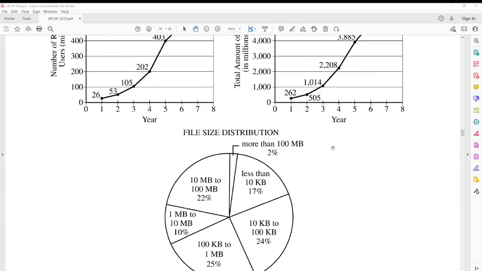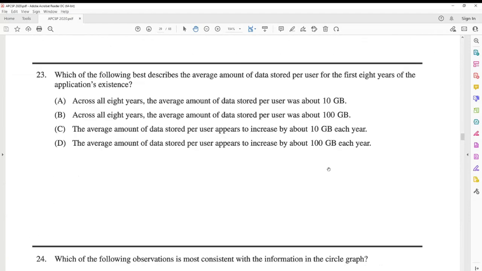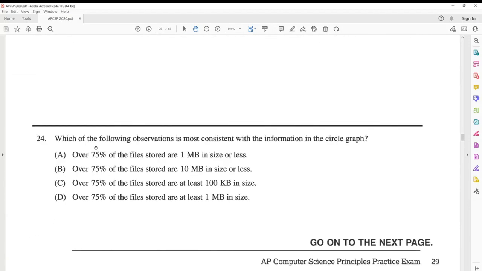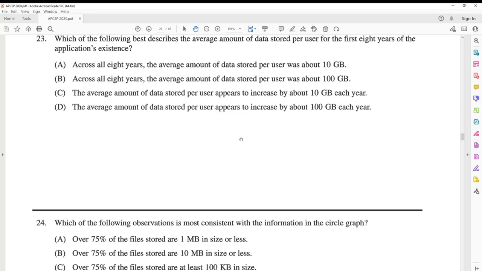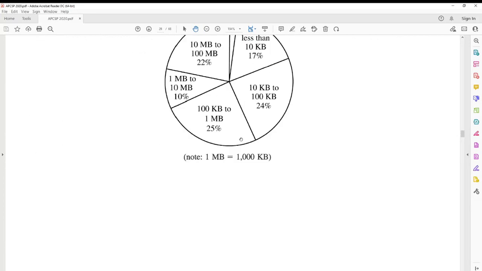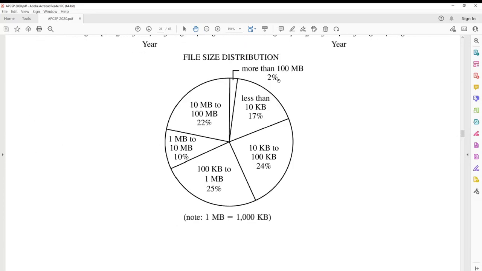Let's see, this one is 24. Okay, we still have 24. Which of the following observations is most consistent with the information in the circle graph? So we have the circle graph here. Actually, here we have 10% is 1 megabyte to 10 megabytes.